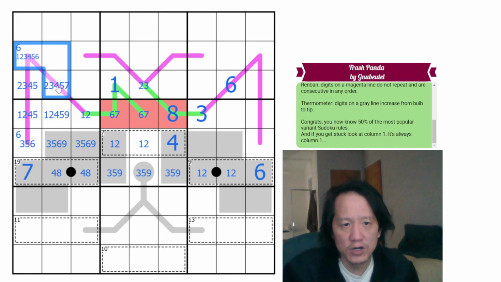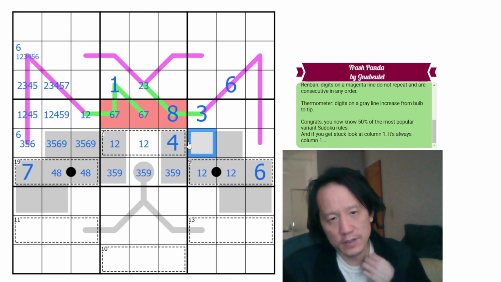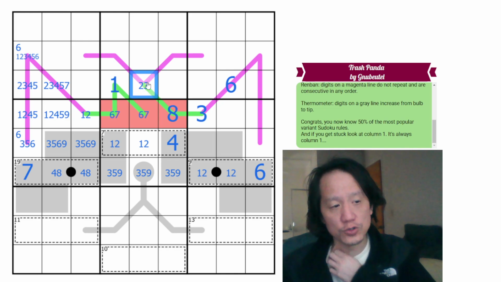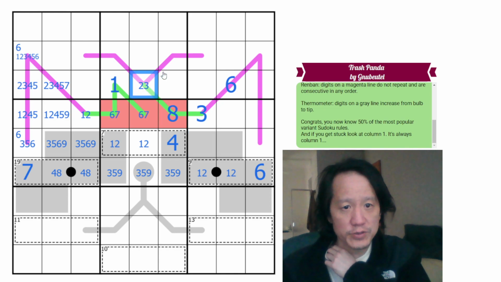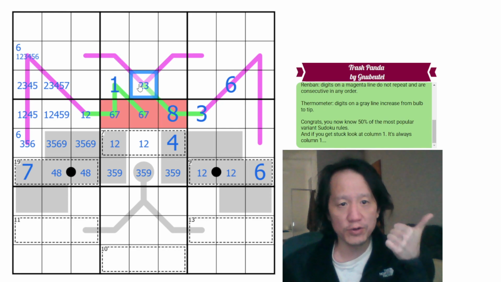Because we know one of them has to be 6 on this line, and therefore, it cannot be any of these. It must be one of these two then. Okay, let's see. This must contain a 2 or a 3. So this also contains a 6, right? Because it could be 2, 3, 4, 5, 6.